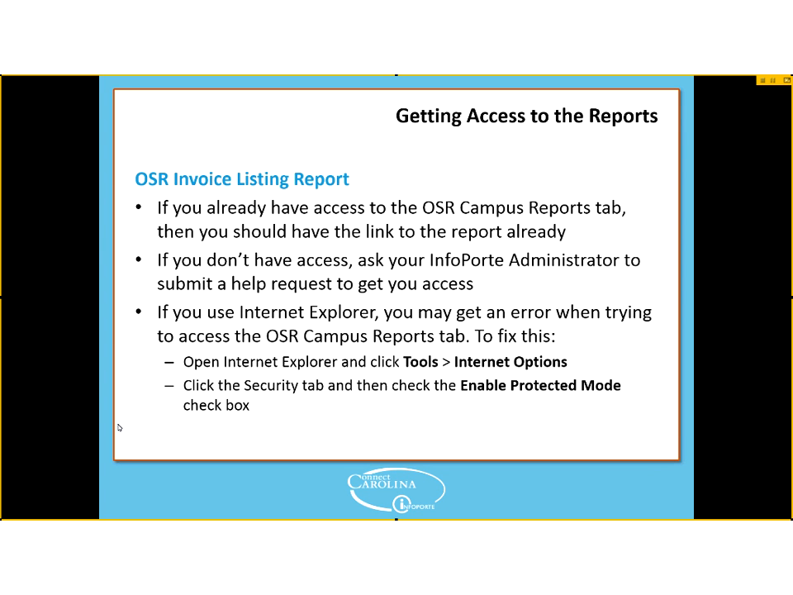Okay, so the next thing you're going to be excited about is how do I actually go see these reports? The OSR Invoice Listing report, if you already have access to that OSR Campus Reports tab that I showed you, then you should have this already. Now if you get in there and you're expecting it and you don't have it, don't despair, just talk to your InfoPort administrator and they'll submit a help request to make sure you get your access.